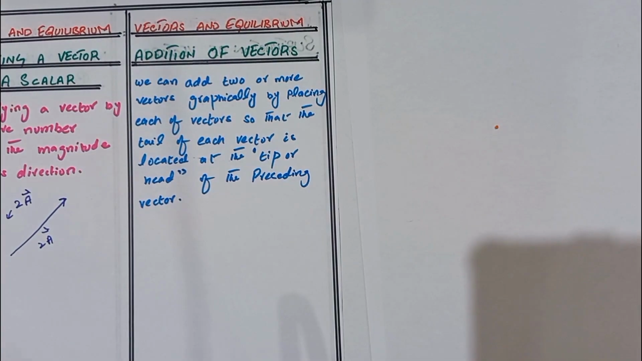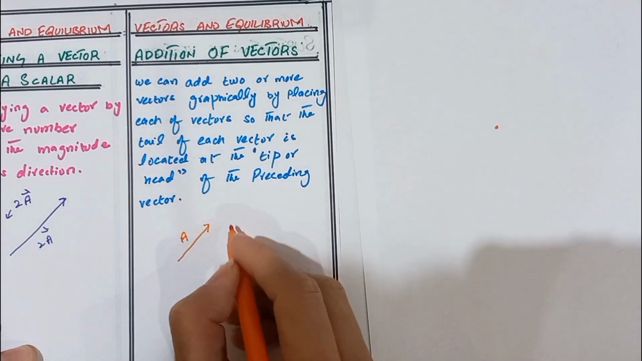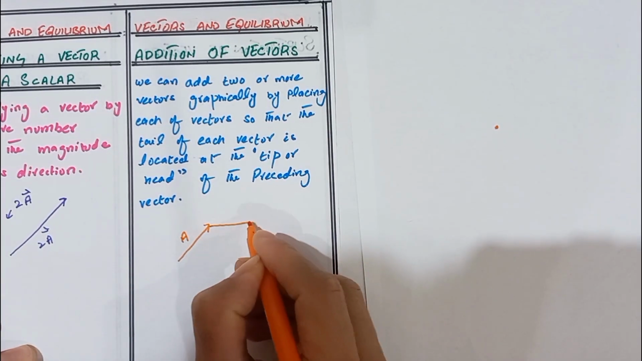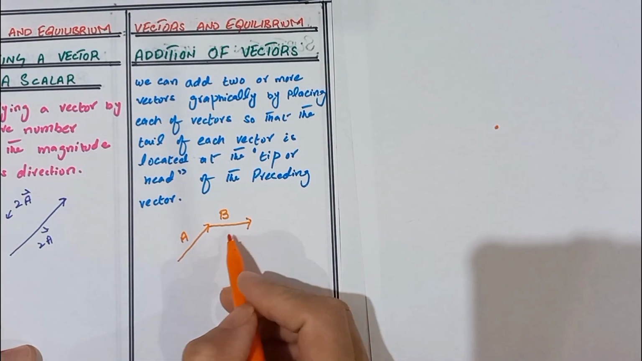Here we also represent graphically how we can add two vectors. Here we take the vector A. If we add the vector B to the vector A, we add the tail of the vector B to the head of the vector A. So here we add the two vectors by the head to tail method.